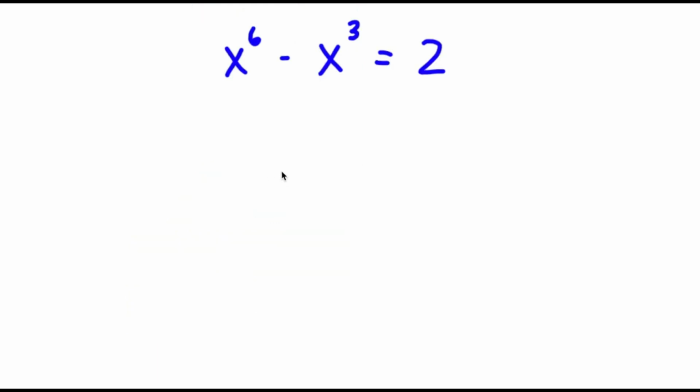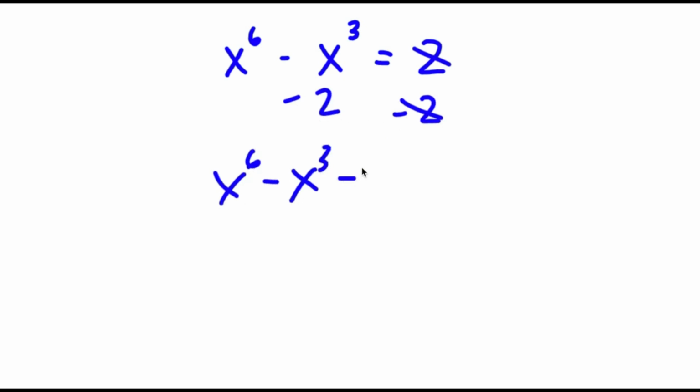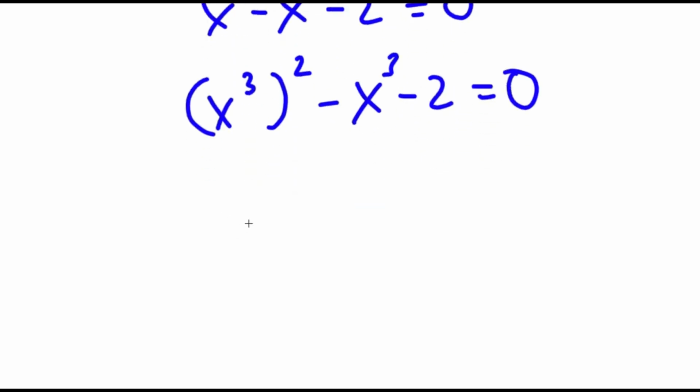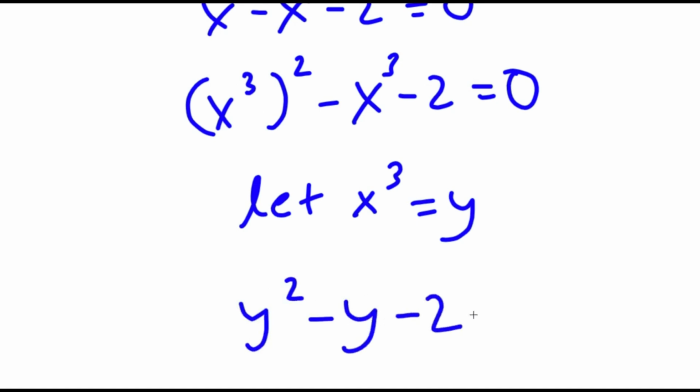Alright, so in this problem, I have x to the power of 6 minus x to the power of 3 is equal to 2. So I'm going to first start by subtracting 2 on both sides. So now I have x to the power of 6 minus x to the power of 3 minus 2 is equal to 0. Now I'm going to rewrite x to the power of 6 as x to the power of 3 squared. Now I have this minus x to the power of 3 minus 2 is equal to 0. Now I'm going to let x to the power of 3 equal the variable y. So if I substitute y for x to the power of 3, I get y squared minus y minus 2 is equal to 0.